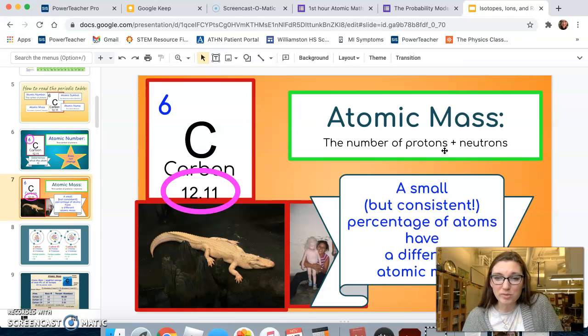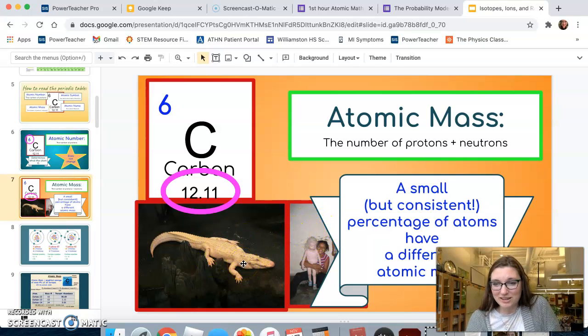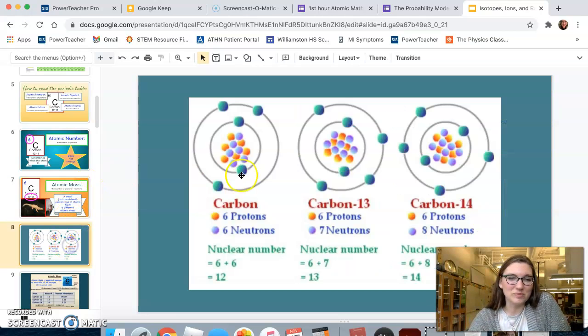So a small but consistent percentage of atoms have a different atomic mass. The way that I like to think about and remember that is that a small but consistent percentage of people and animals have genetic differences. For example, albinism, which means that you lack the melanin that you would normally have. So you can have these pasty white kids with brown families, and you can have these pasty white alligators from a regular alligator family. Just like that, atoms can have different numbers of neutrons in rare cases.